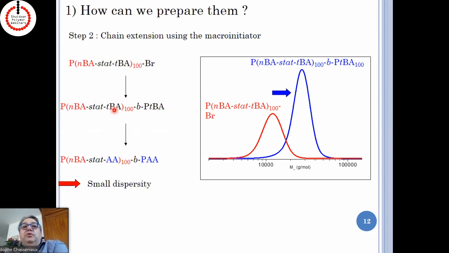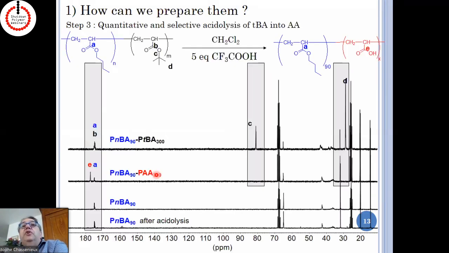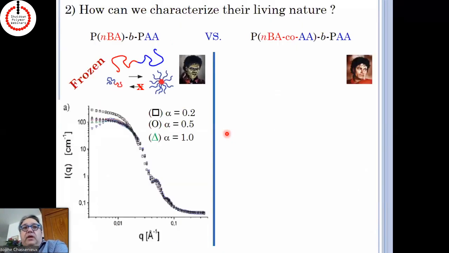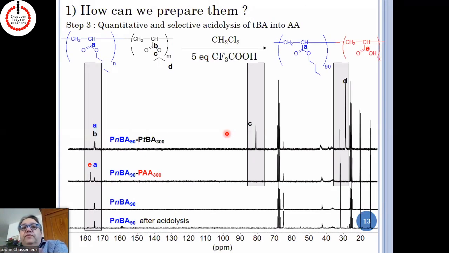So what we will do is achieve a selective acidolysis of the tertiobutyl acrylate units in order to transform them into acrylic acid. In order to do this, we use acetic acid. And you can see from NMR that it's possible to transform only tertiobutyl acrylate into acrylic acid. You can see this from the NMR spectra, which are given there.